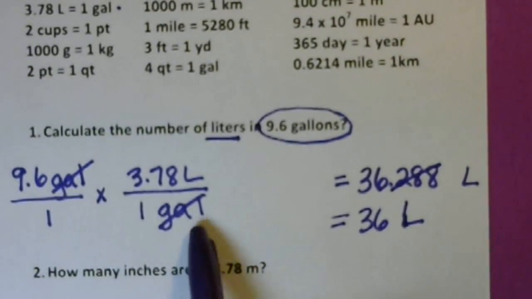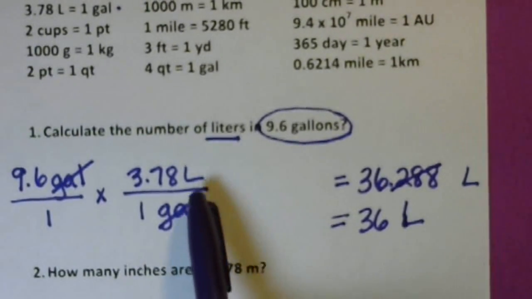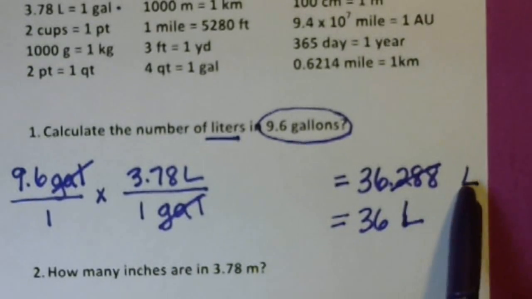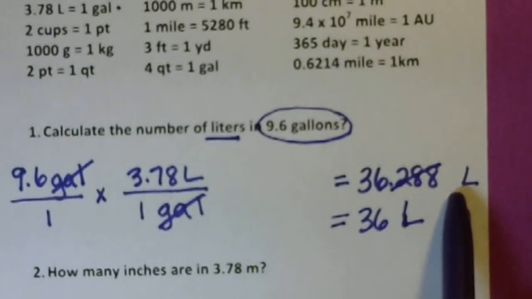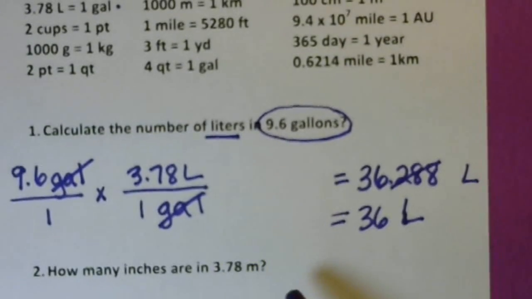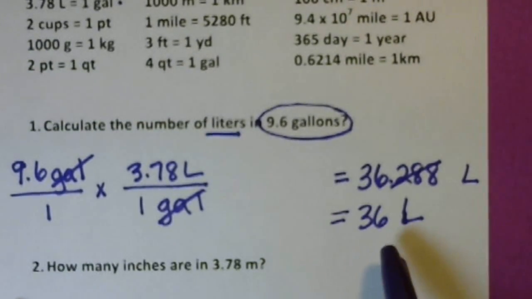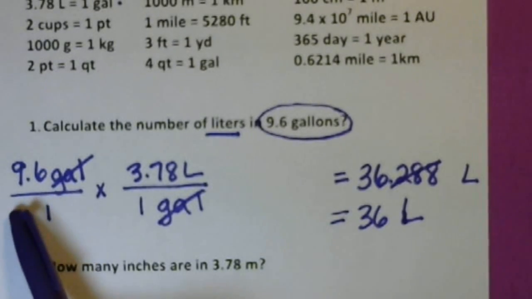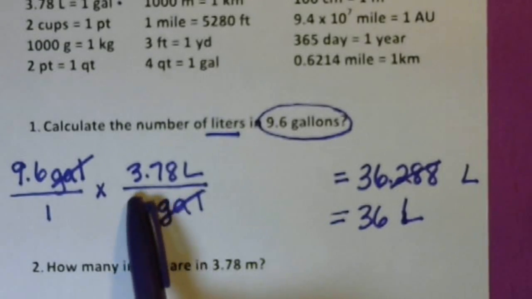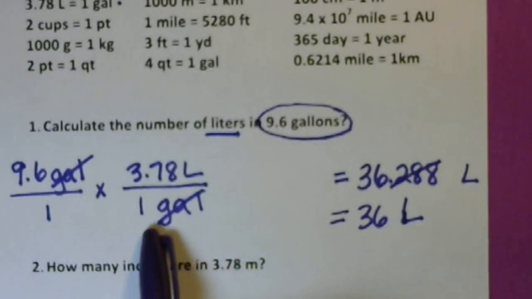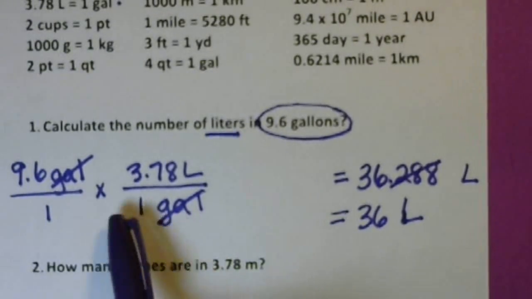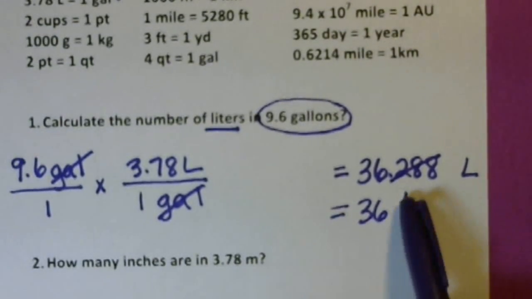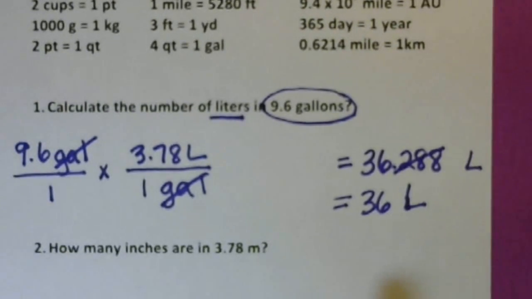So units did cancel, gallons canceled, I'm left with liters. Liters were in the top here, liters are in the top here. Remember, it's technically over 1, so I have the units and they're in the right place. And 36, does that seem like a reasonable number? Well, I started with almost 10 gallons, and there's a lot more liters than there are gallons in the equivalency, so I should end up with a bigger number than 9, and I do. So 36 liters does sound like a good answer.